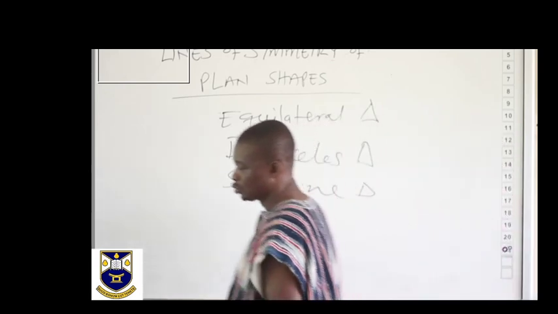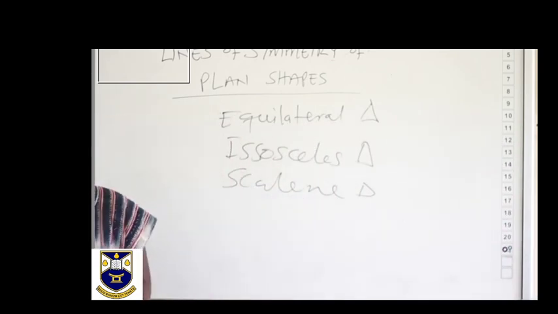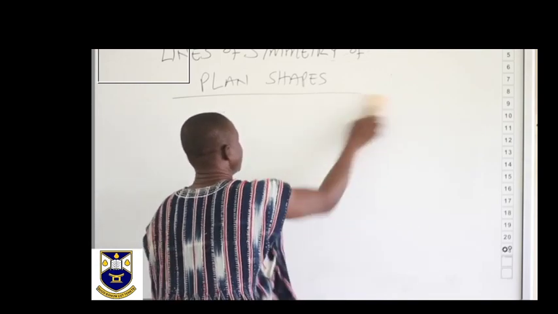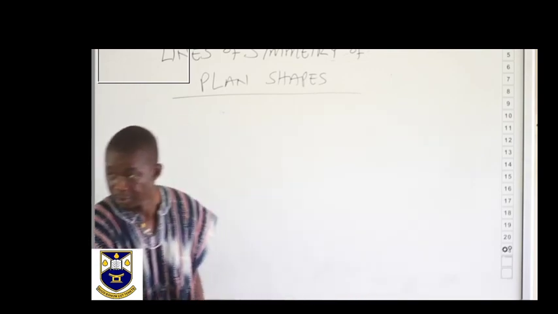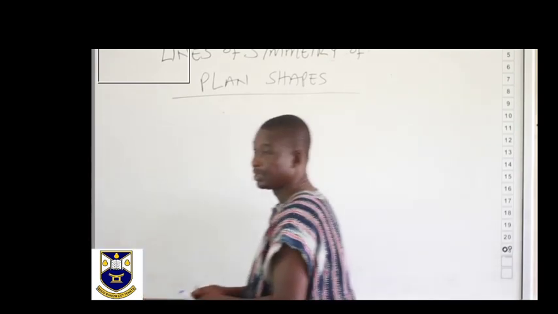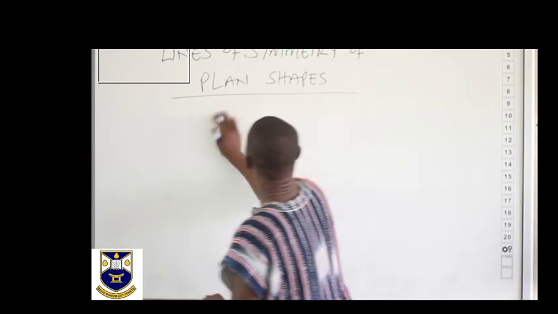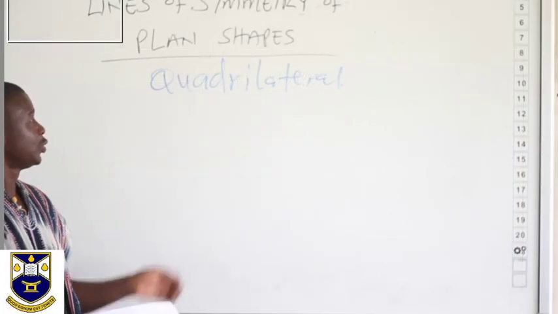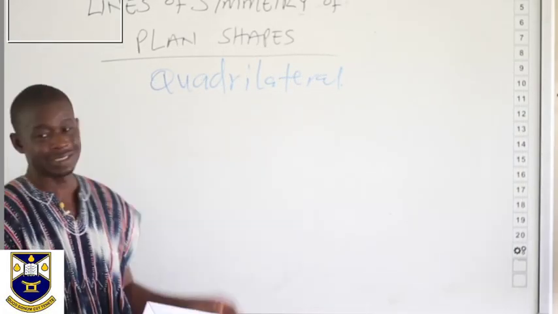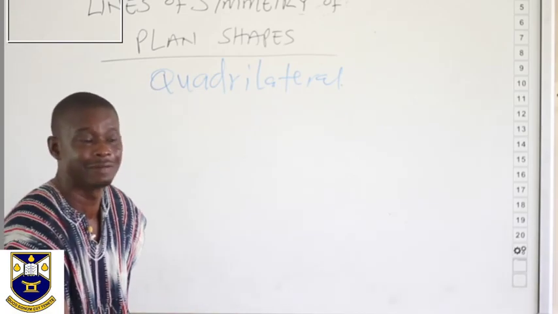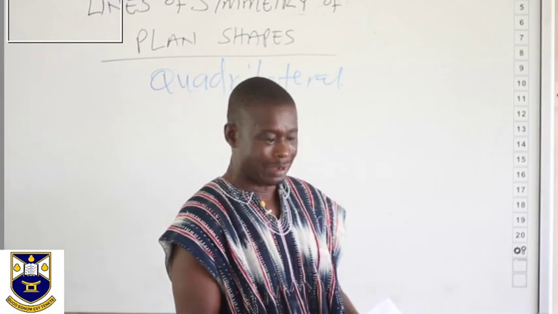Now let's move on to quadrilateral. That is four-sided shapes. Quadrilateral. Good. So we are on quadrilaterals. As I've already said, it's a four-sided figure. Now we have examples.